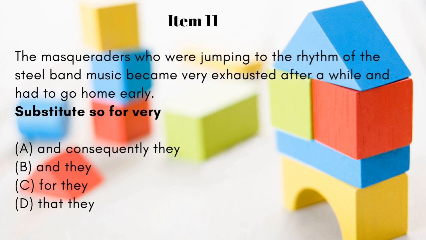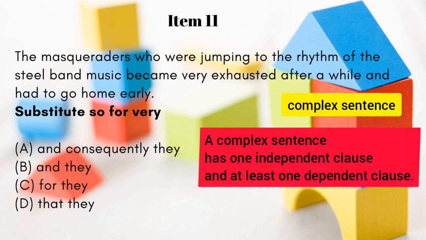Item 11. The masqueraders who were jumping to the rhythm of the steel band music became very exhausted after a while and had to go home early. Substitute so for very. Option A, and consequently they. Option B, and they. C, for they. D, that they. In order to arrive at the correct answer, we first need to figure out what type of sentence we are going to be creating. We're going to be creating a complex sentence.